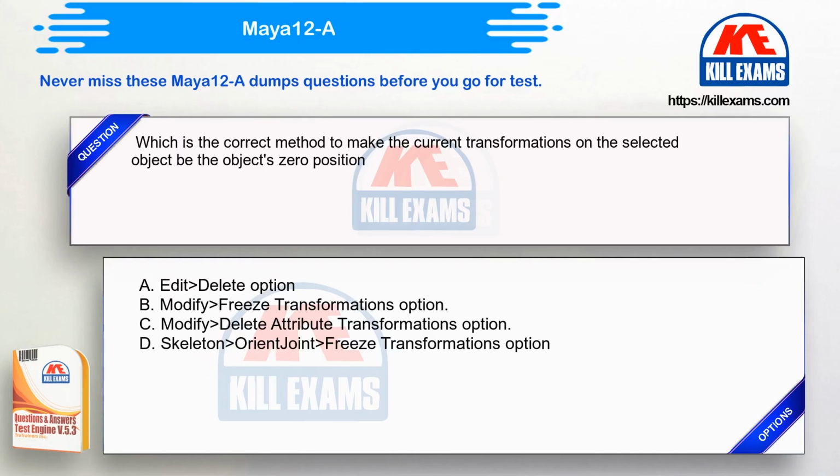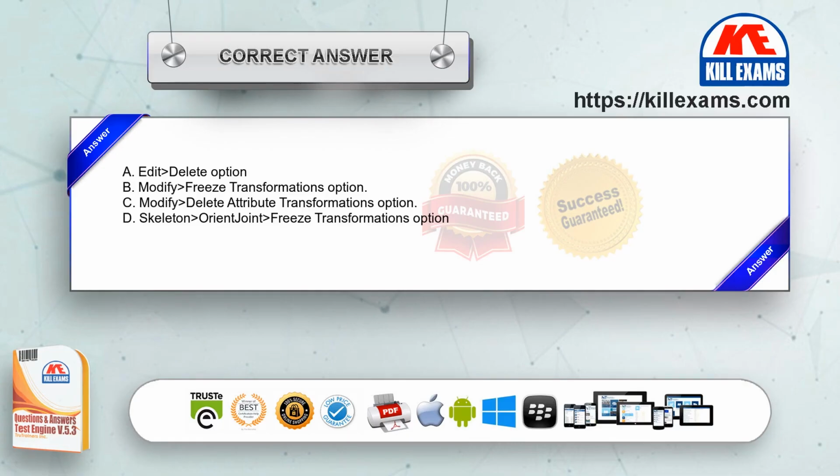Which is the correct method to make the current transformations on the selected object be the object's zero position? Option A. Edit delete option. Option B. Modify freeze transformations option. Option C. Modify delete attribute transformations option. Option D. Skeleton orient joint freeze transformations option. The correct answer is option B.